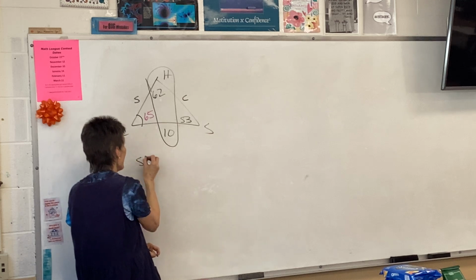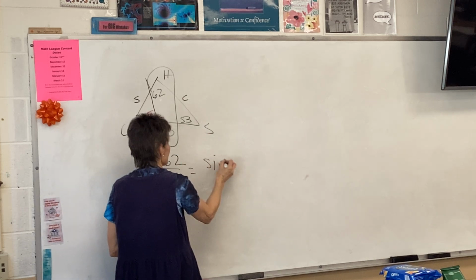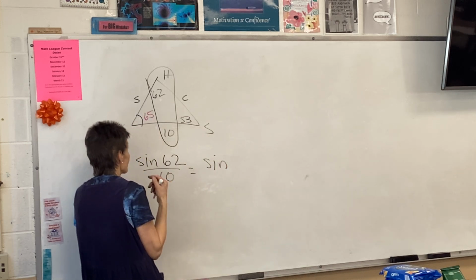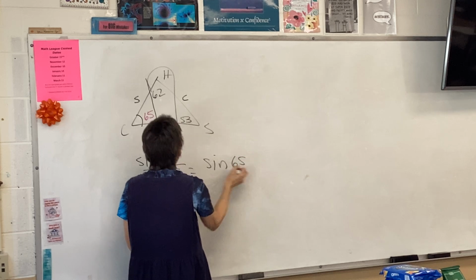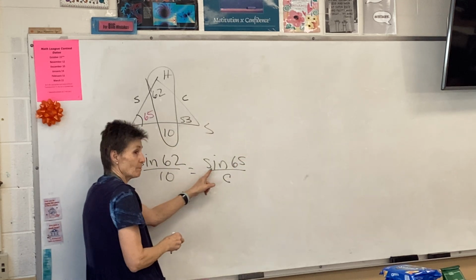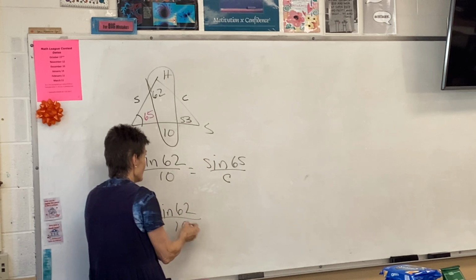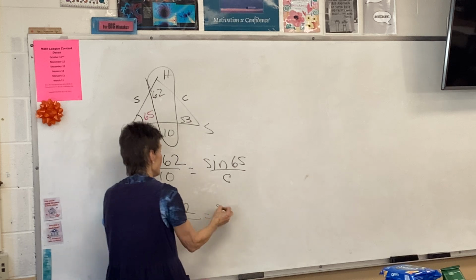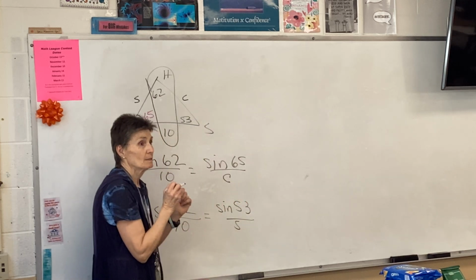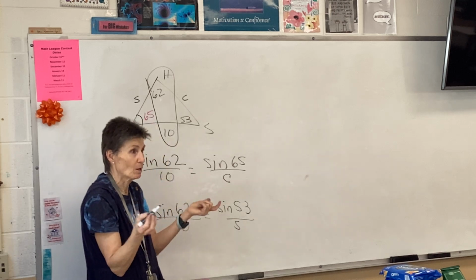All right, so sine 62 over 10 equals sine 65 over C. But also you're going to have to do sine 62 over 10 equals sine 53 over S. And it doesn't matter which one you do first. You have to do them both.